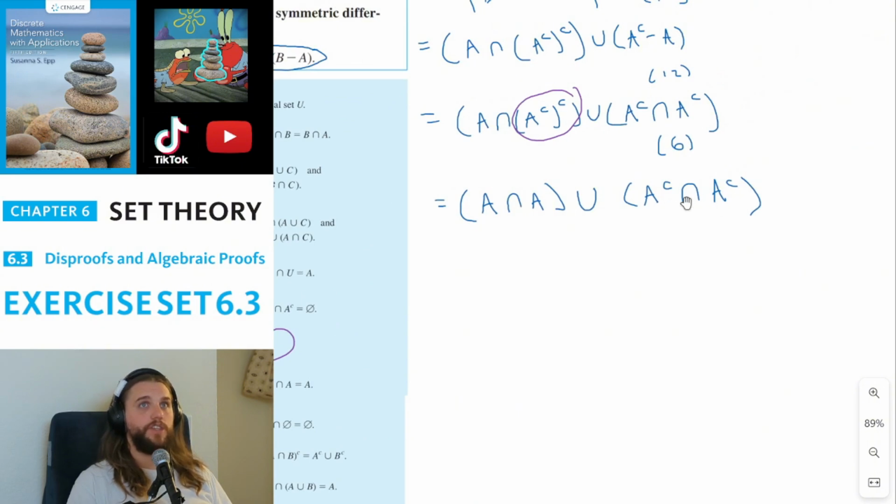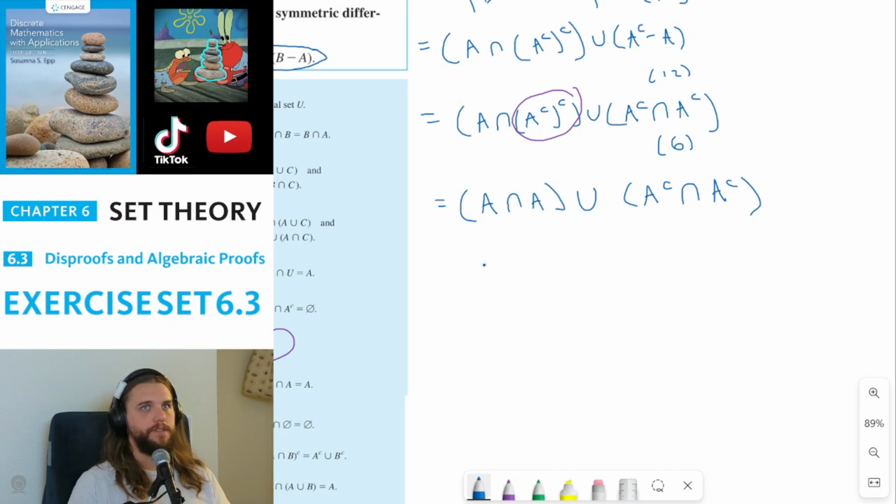And we can actually do the same thing with A complement intersection A complement. Even though this is not the same thing as A intersection A, it's still in the format of the formula within the law. The law is more of a formula, meaning that it doesn't matter what set this is and what set this is. If they're the same sets and you're taking the intersection between the same sets, then you end up just getting the original set. So A intersection A is just A.